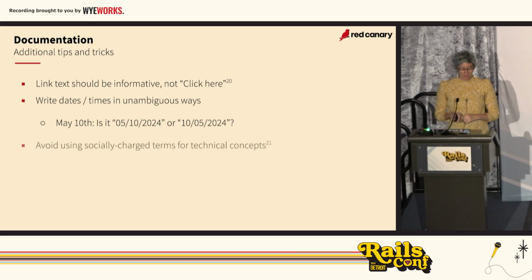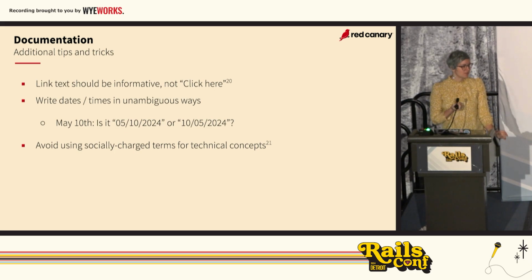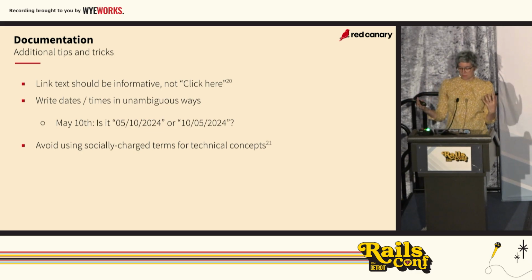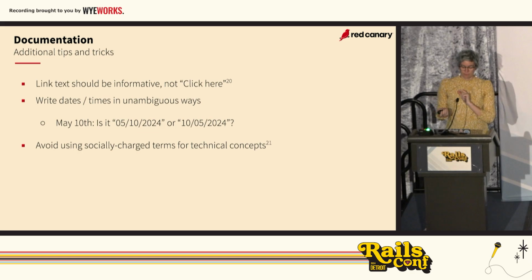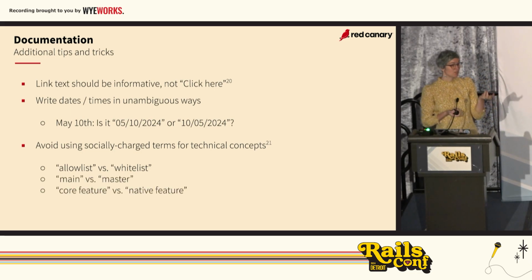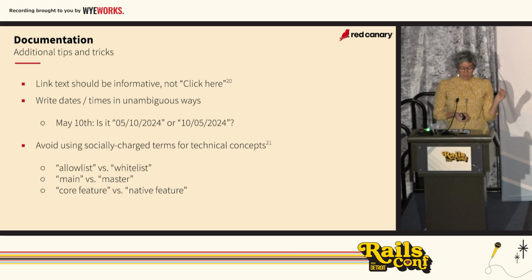Great, understood. Avoiding using socially charged terms. So this is something that I think a lot of the industry's been moving towards anyway, but it's always good to think about when we're writing our documentation as well. And so this list is specifically American English socially charged. I can't speak for other countries or cultures, but some examples: allow list versus whitelist, or main versus master, core feature versus native feature. So things to think about when we're writing our documentation is, are we writing this in a way that is accessible and inclusive and not going to potentially give a reaction other than the one that we're intending?